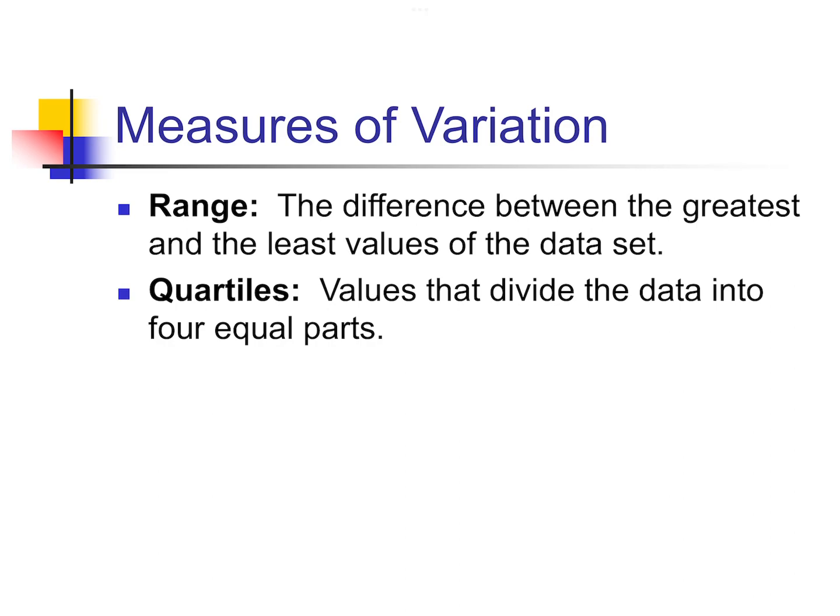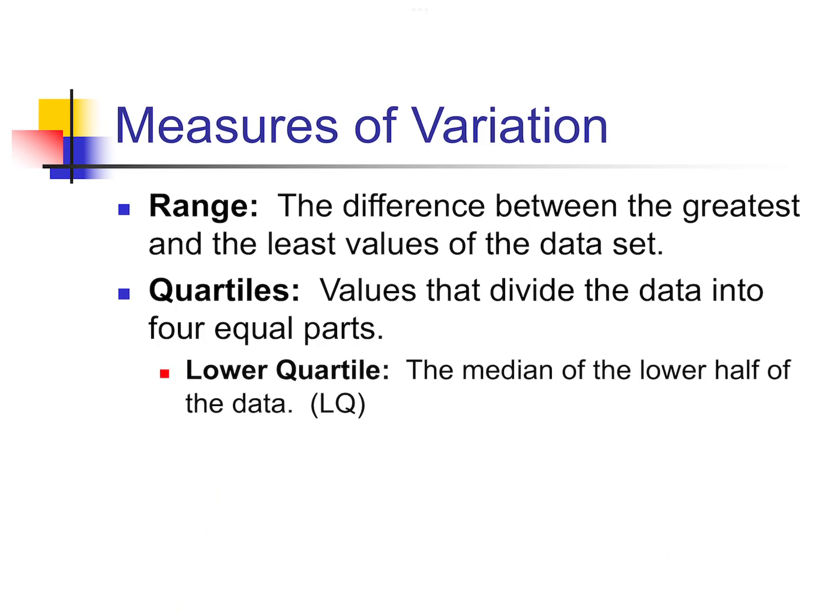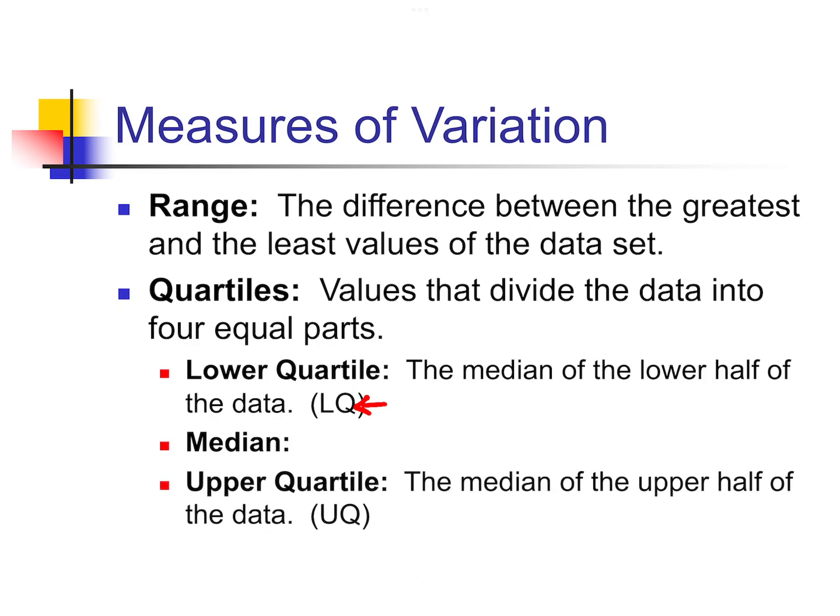Then we're going to have what is called quartiles. These are values that divide the data into 4 equal parts. When we divide our data into 4 equal parts, we're going to have what we call the lower quartile. This is the median of our lower half of our data. You can abbreviate it with a capital LQ right here. You're going to have your median, which we just looked at how to find a few slides ago. And you're going to have what is called an upper quartile. This is the median of our upper half of data. You can call it capital UQ as we're abbreviating it.